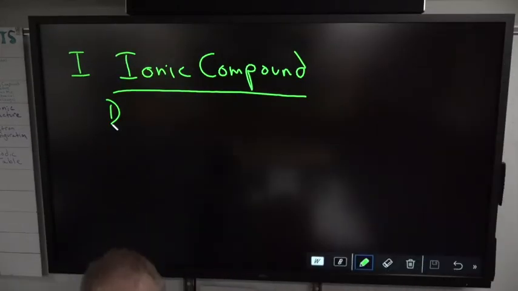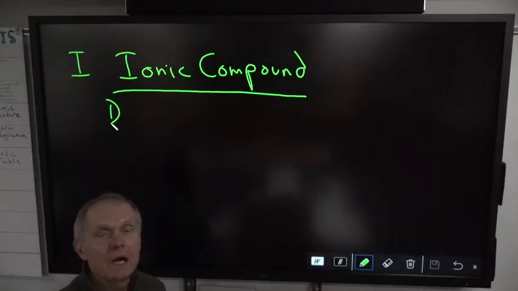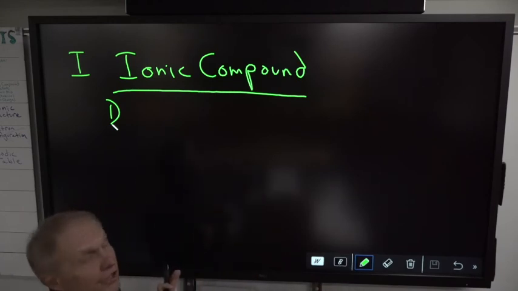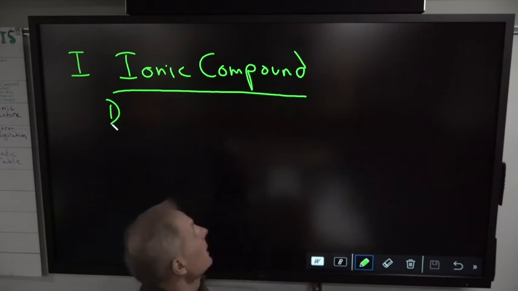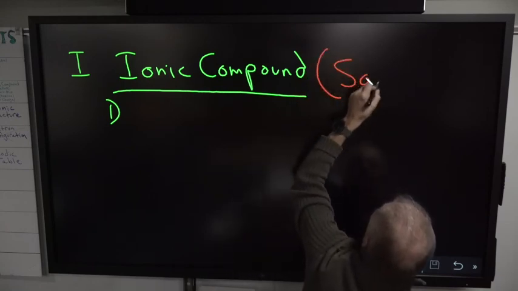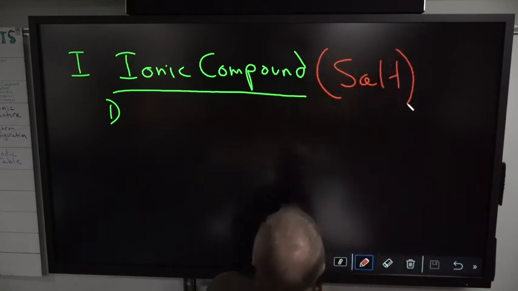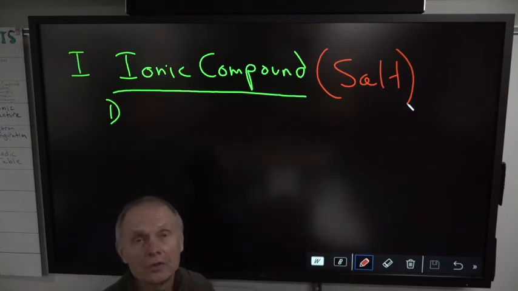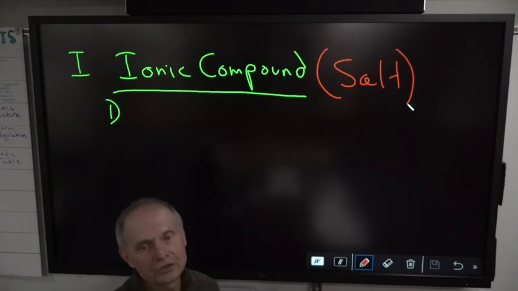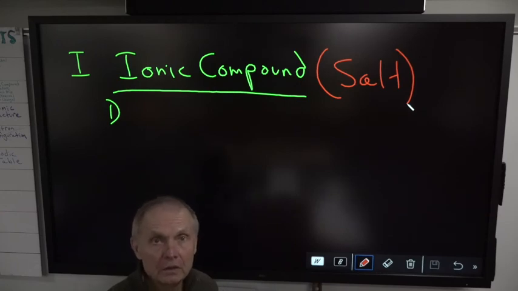Ionic compound. So the good thing about ionic compounds is when a metal loses an electron to a nonmetal. Another name for an ionic compound is a salt. So there are hundreds of salts, not just NaCl. When a metal combines with a nonmetal, it's considered a salt. And it looks like a salt, right? And you know what salt looks like.